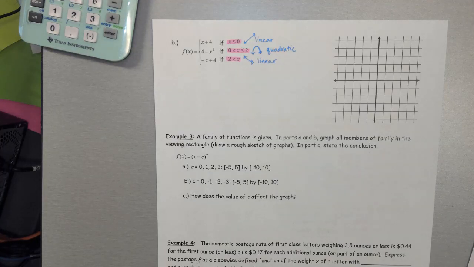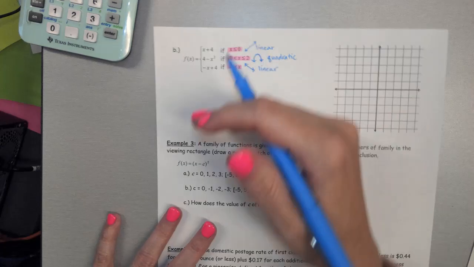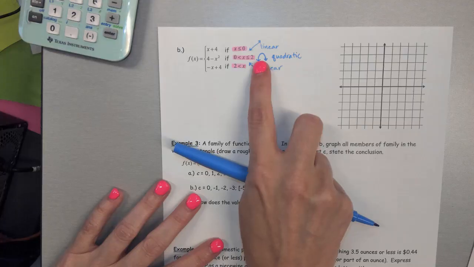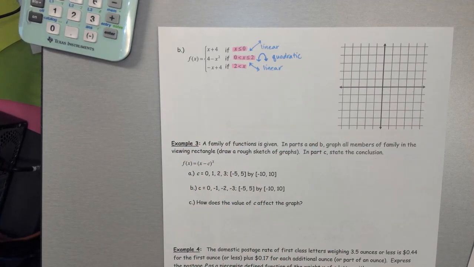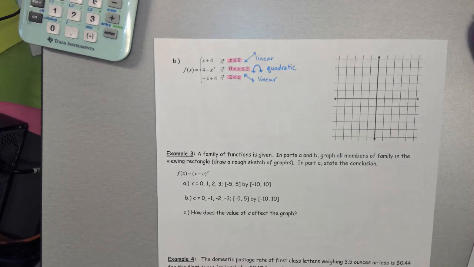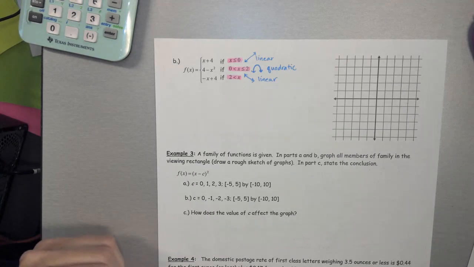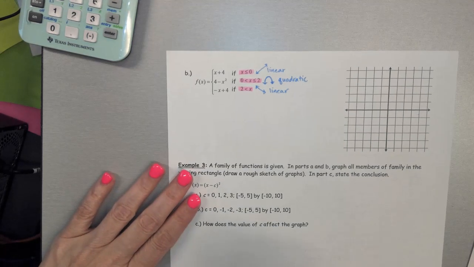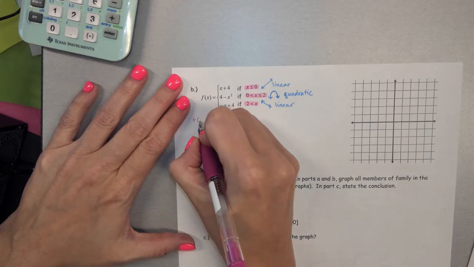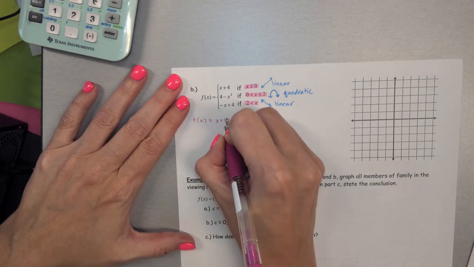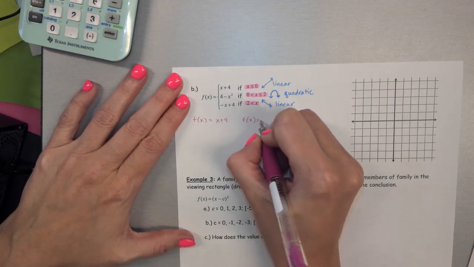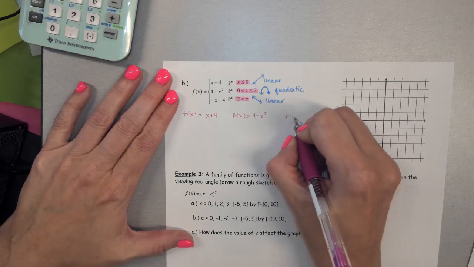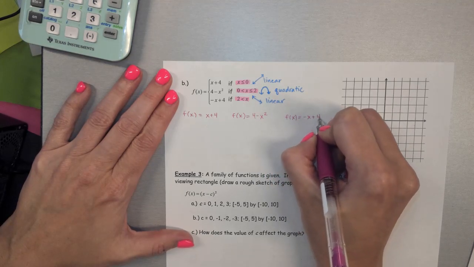The first step is not mandatory for you to do. I just want you to understand how we know what the graph looks like, how we're going to know to curve this. And then we're going to set up our 3 tables. You have 3 different equations here. We have f of x equals x plus 4. F of x equals 4 minus x squared. And f of x equals negative x plus 4.